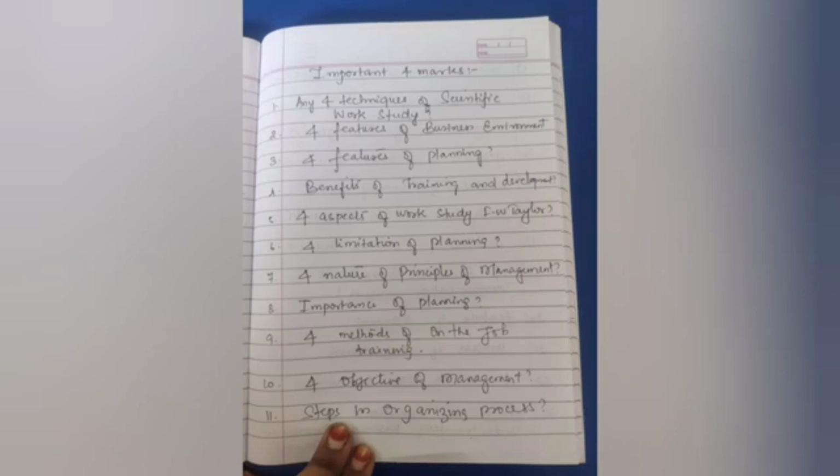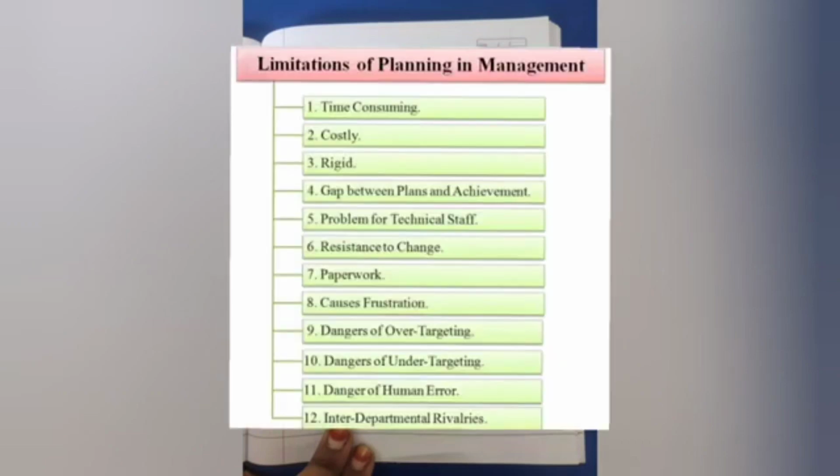Let's move on to the next question, four limitations of planning. In this you may take any four limitations. One, it is very time consuming, costly, it is rigid, and it has paperwork, it causes frustration, uncertainty, human error. So you may take any of these. Let's discuss the next one, four natures of principles of management. These are all the four natures of principles of management.